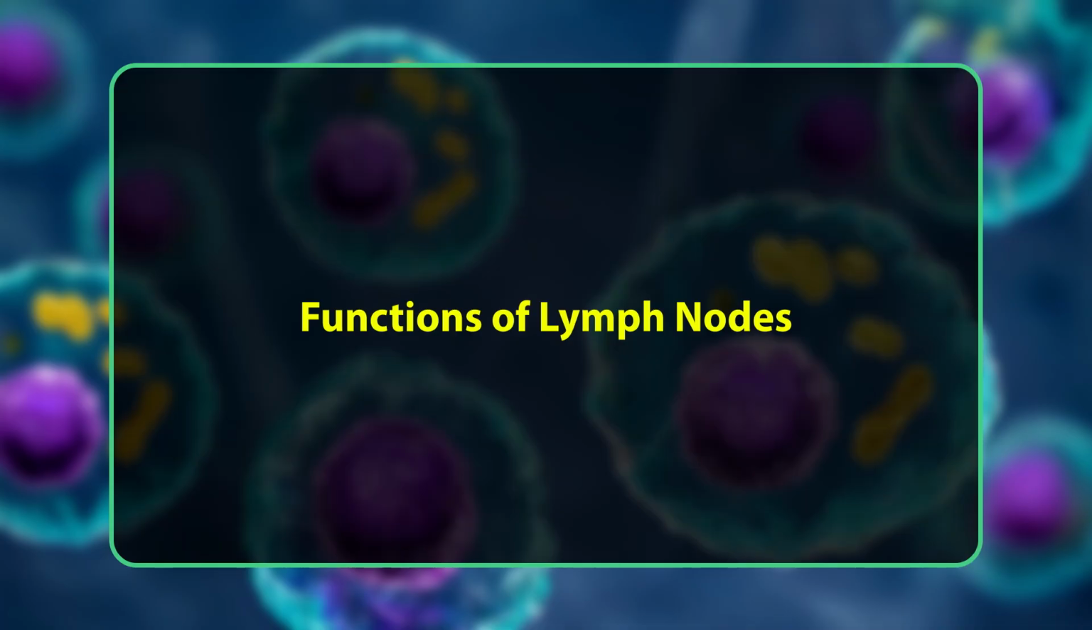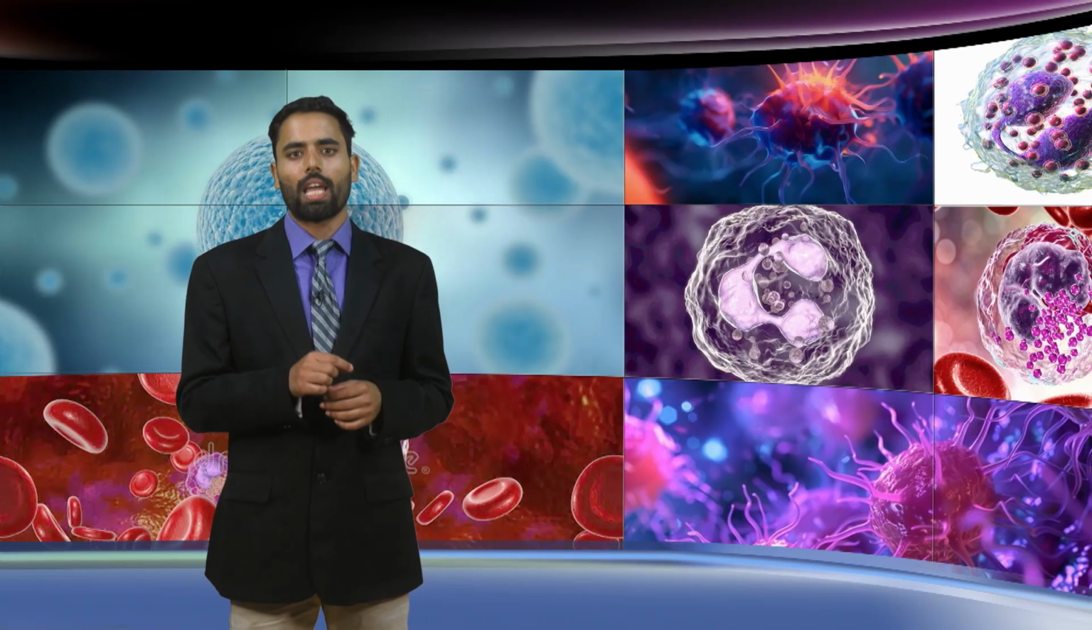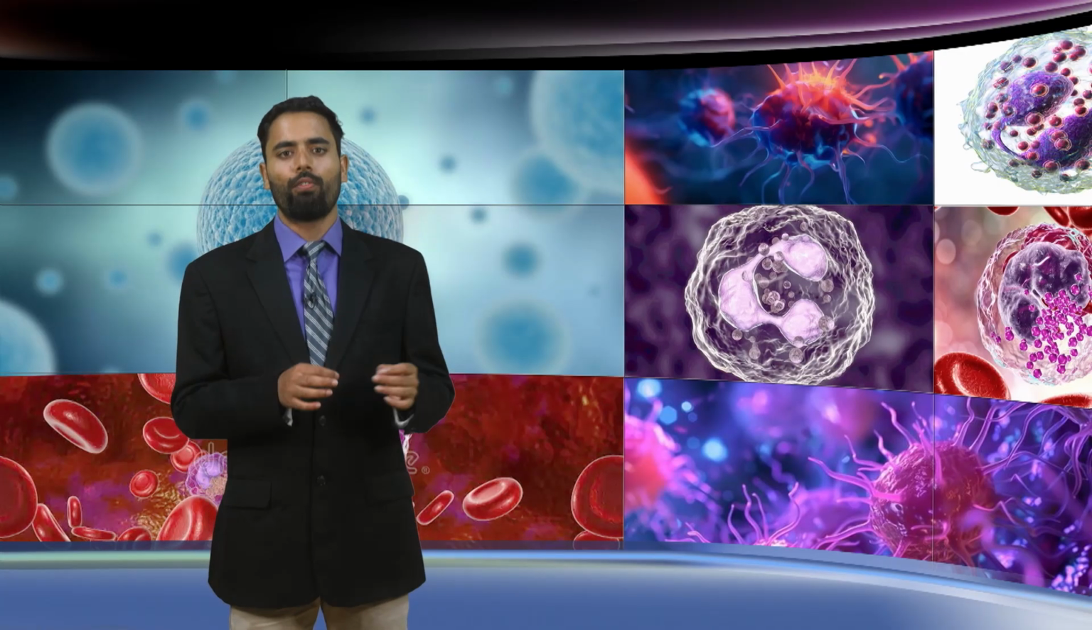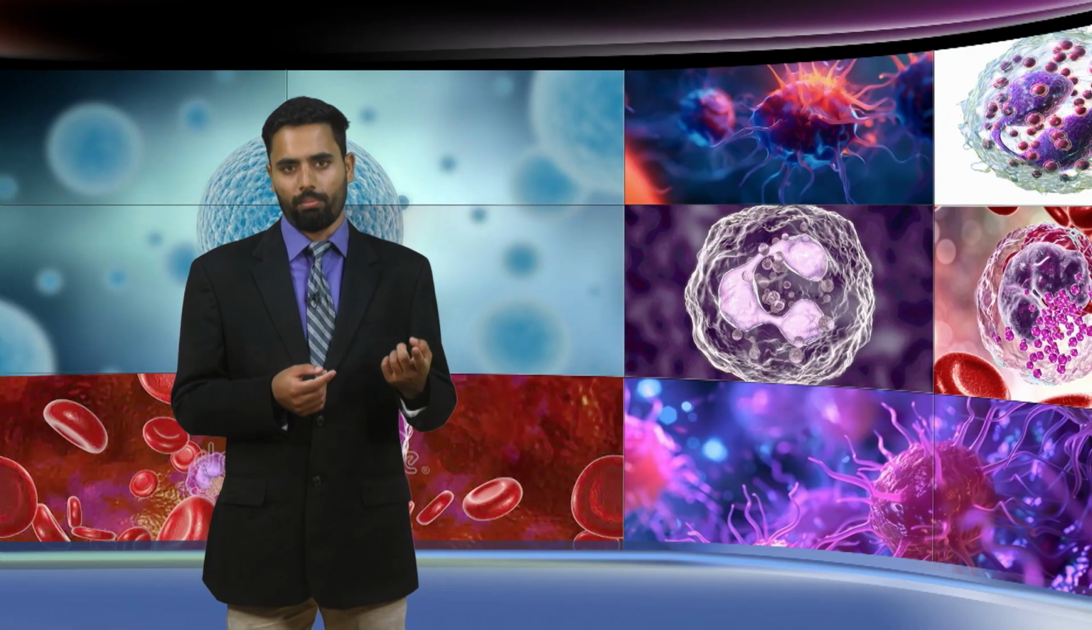Now, functions of lymph nodes. Primary function is filtration. The primary role of a lymph node is to filter the lymph fluid that circulates through them. Lymph nodes act as checkpoints, removing foreign particles, microbes, damaged cells and tumor cells from the lymph.